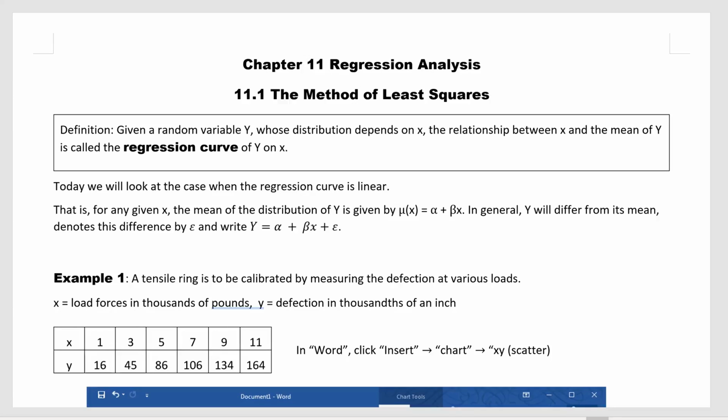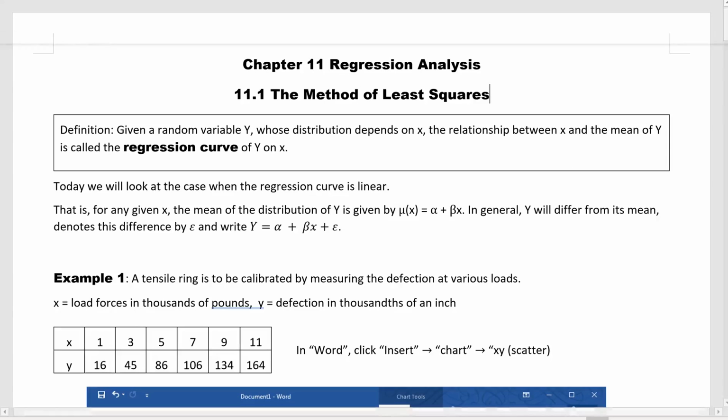Definition: given a random variable y, whose distribution depends on x, the relationship between x and the mean of y is called the regression curve of y on x. Today, we will look at the case when the regression curve is linear. That is, for any given x, the mean of the distribution of y is given by mu of x.